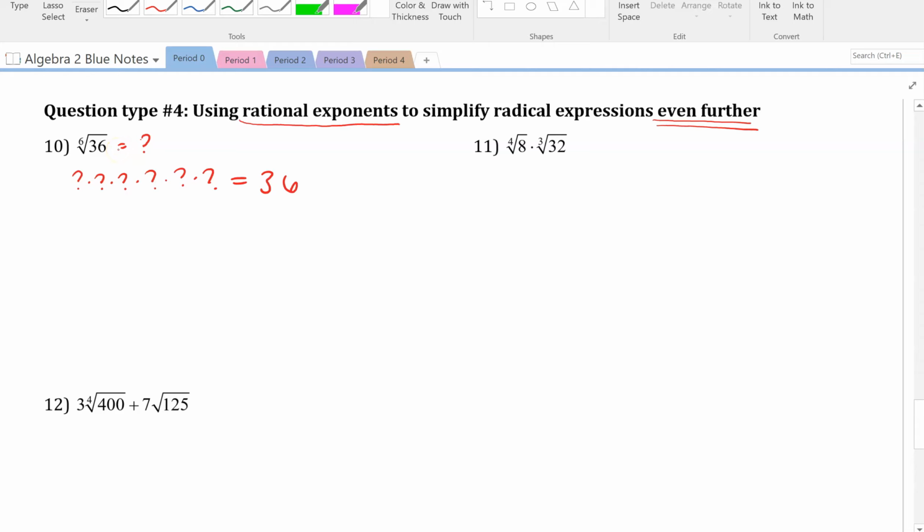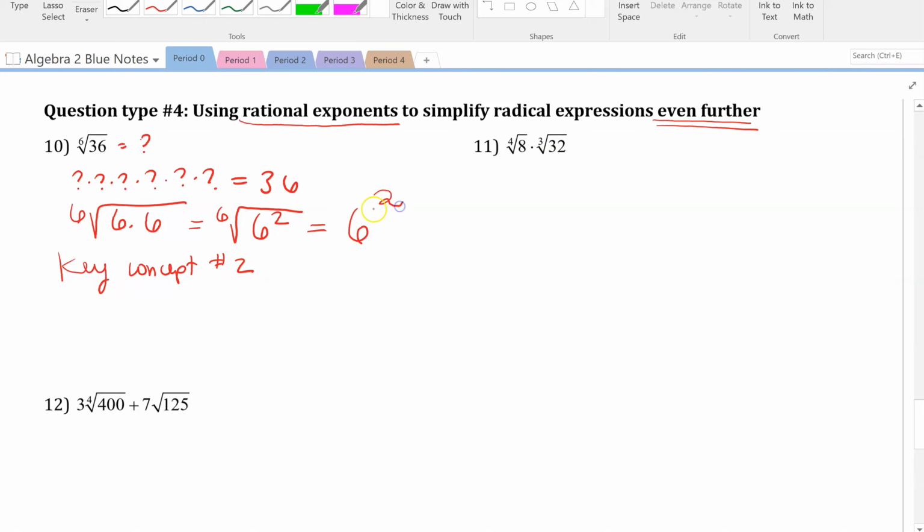But we do know that 36 is 6 squared, right? 6 times 6. So what we could do is say, well, this is the same thing as the 6th root of 6 squared. And then if we use key concept number 2, we could say that's the same thing as 6 to the power of 2 over the index of 6. Right? The power goes into the numerator and the index is the denominator. And then we can reduce that fraction. We can say, well, that's 6 to the power of 1/3.